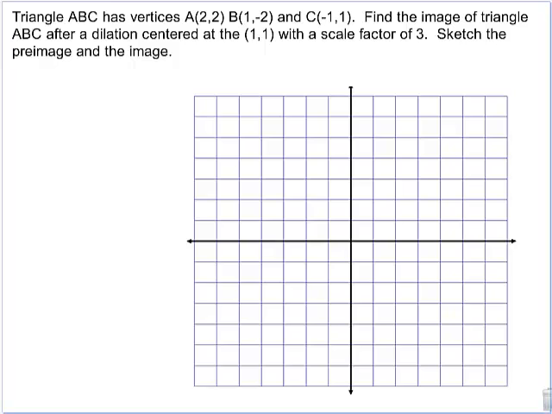We want to find the image of triangle ABC after a dilation centered at 1, 1 with a scale factor of 3. So we'll start off by plotting our 3 points. A is at 2, 2, B is at 1, negative 2, and C is at negative 1, 1.